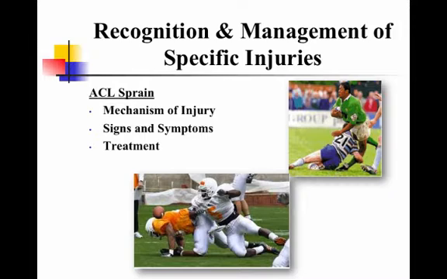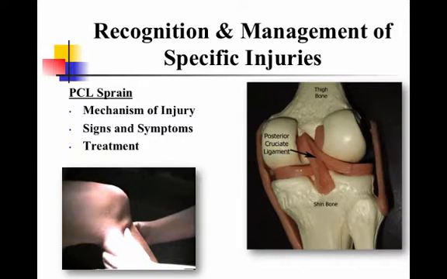Slide 34. In torn PCLs, the individual will feel a pop in the back of the knee, with or without swelling. The posterior drawer test, as seen in this picture, will be positive. The management is RICE, fitting with a knee immobilizer and crutches, and referring the individual to an orthopedic doctor. Rehabilitation and surgical options depend on the amount of instability present in the knee.